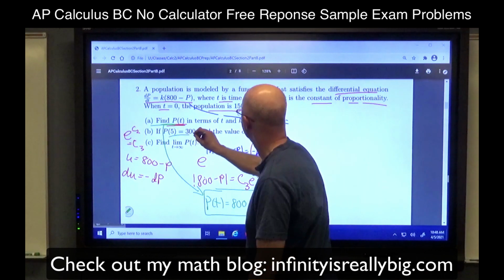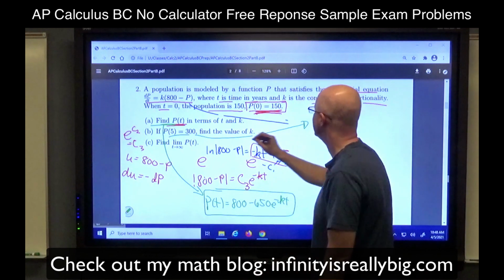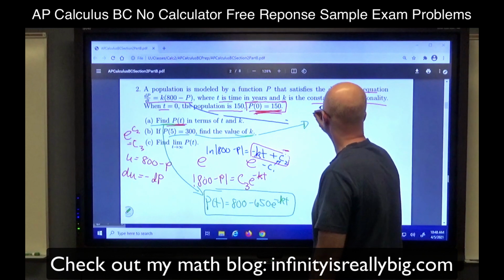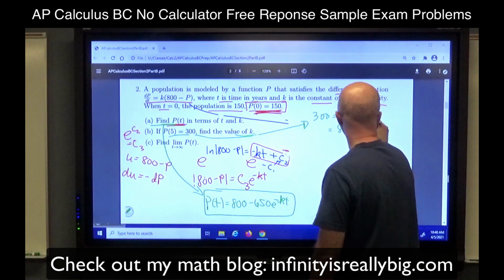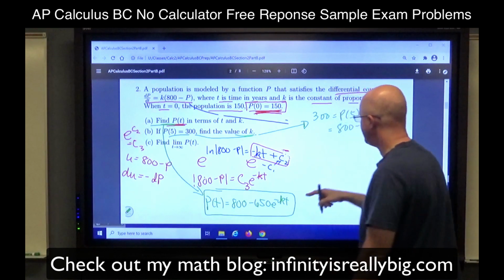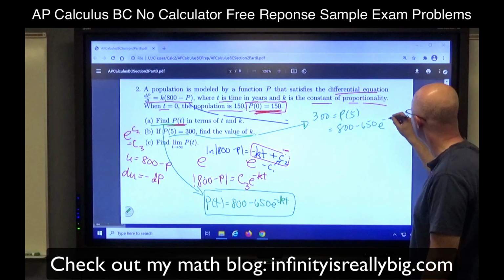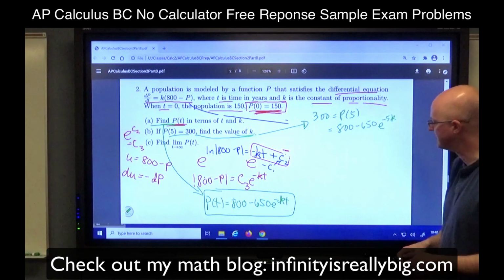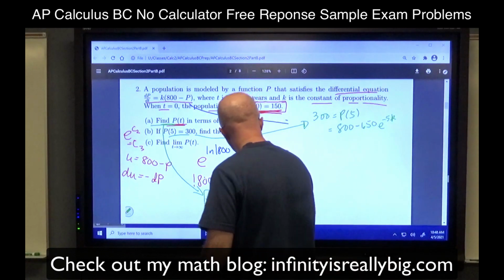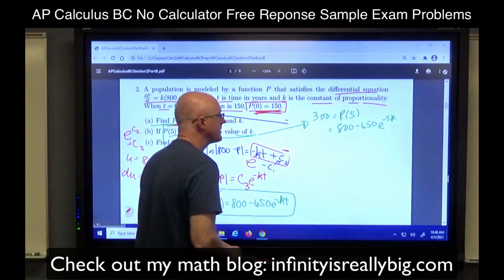Use this condition to find k. So 300 is P of 5. So that's 800 minus 650 e to the, plug in t equals 5, you get negative 5k. Solve that for k. Your answer will involve a logarithm, and we will not be able to approximate it because we don't have a calculator.